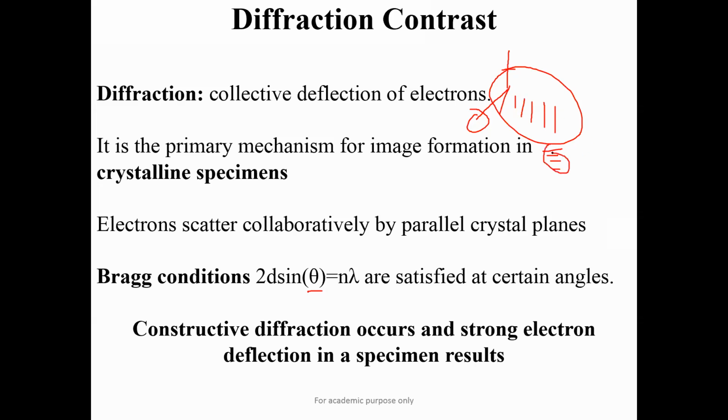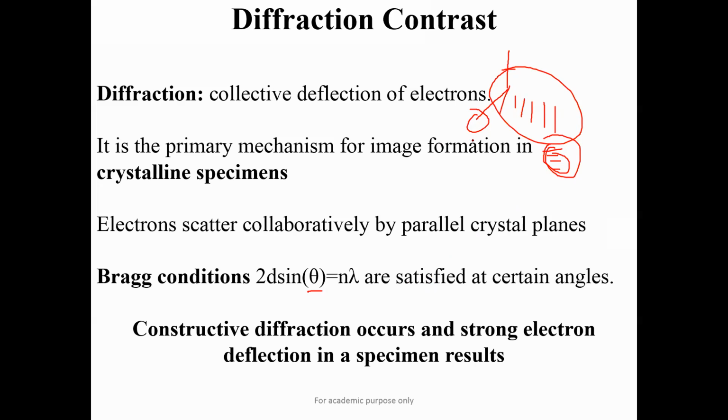Similarly, suppose planes are aligned in a different direction in another region. Whatever electrons are deflected from this region will have information about this region. So what happens here? The electron is scattered collaboratively by parallel crystal planes, like here, and the electrons will satisfy Bragg's condition. They will undergo constructive diffraction.